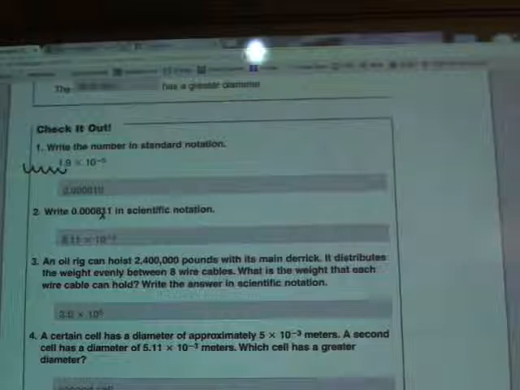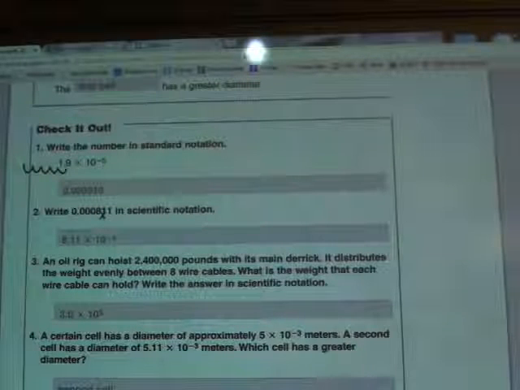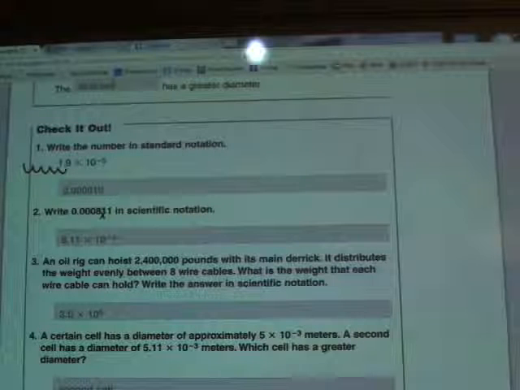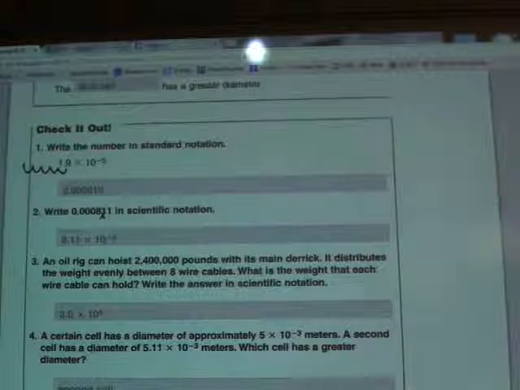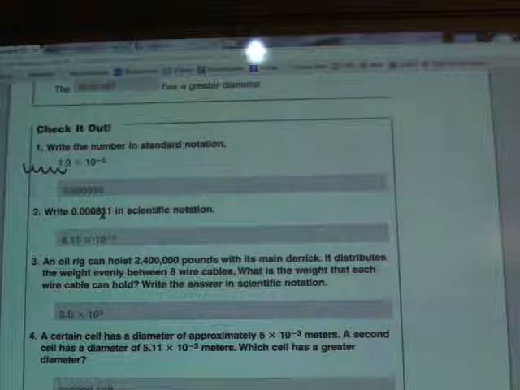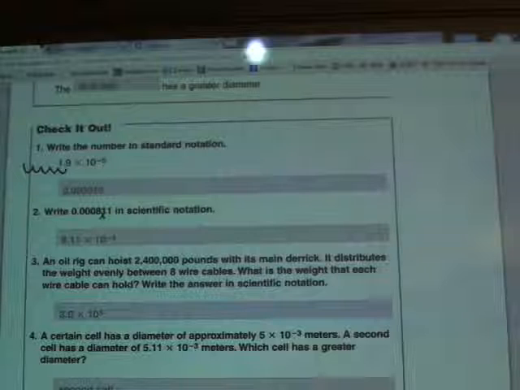Number 3, an oil rig can hoist 2,400,000 pounds with its main derrick. It distributes the weight evenly between 8 wire cables. What is the weight that each wire cable can hold? Write the answer in scientific notation.